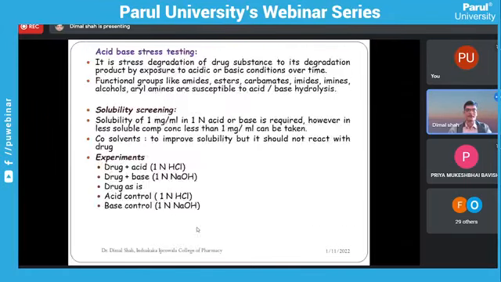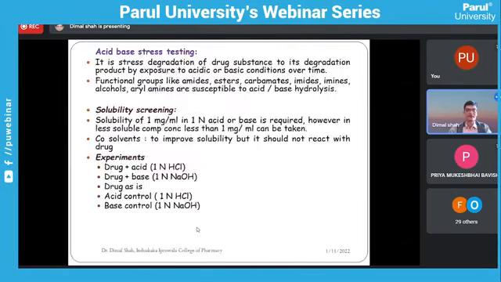Now let's discuss the acid base stress testing. See, basically 4 types of stress testings are required: acid and base stress testing, second is oxidative stress testing, third is thermal stress testing, and fourth is photolytic. Okay, we need to carry out study in these 4 conditions, and we have to show that my spot is well resolved from the spot produced by impurity or degradant. Okay, so that separation I need to show in my method.